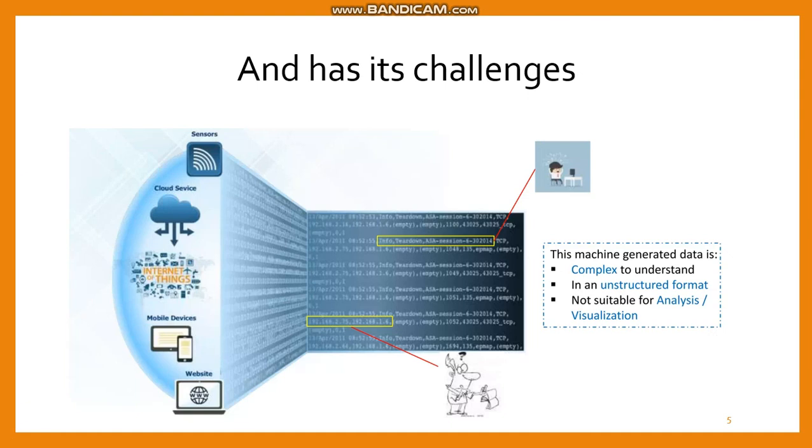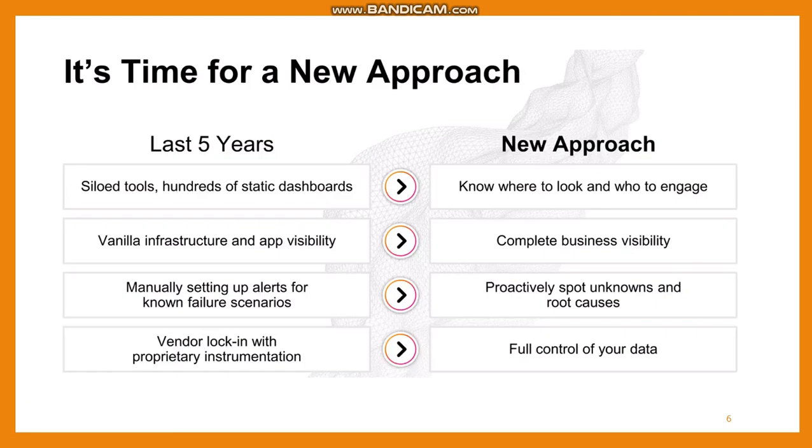Now, big data has its challenges, as it can be seen that the machine-generated data is complex to understand. It is an unstructured format not suitable for analysis or visualization. Now, the new approach to protect such data is know where to look and who to engage. Complete business visibility, proactively spot unknowns and root causes, and full control of your data.